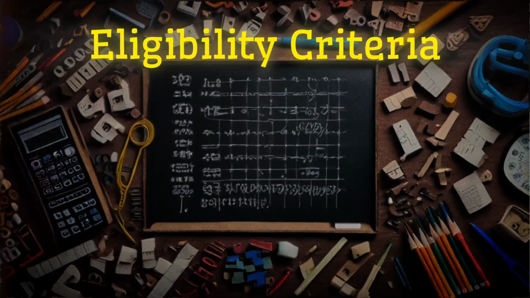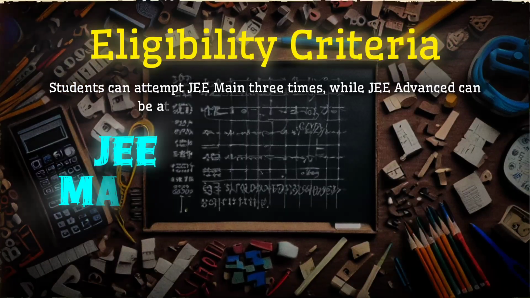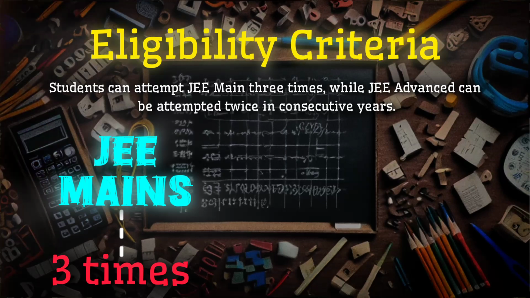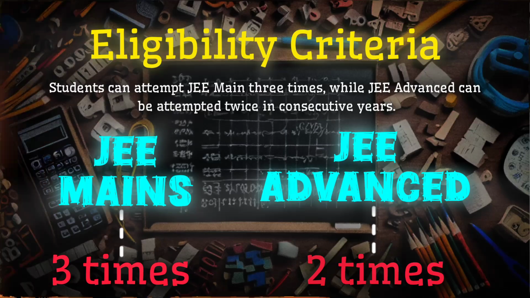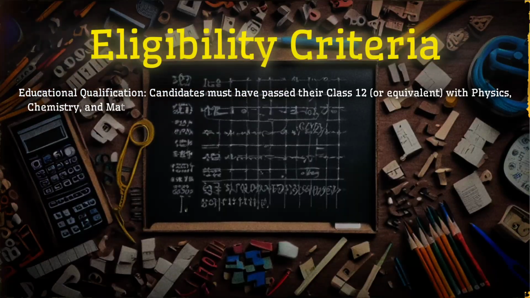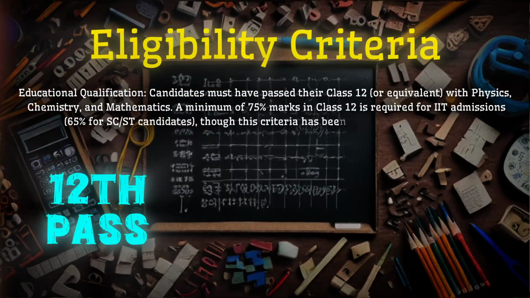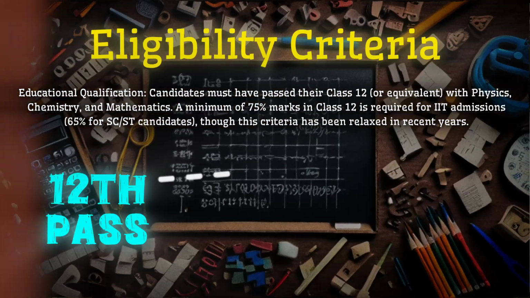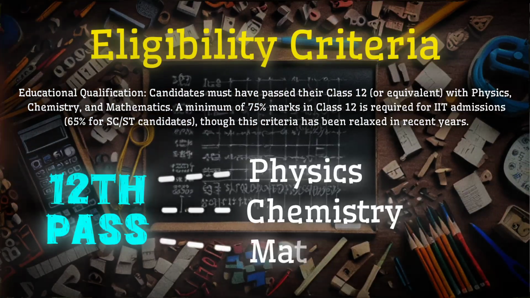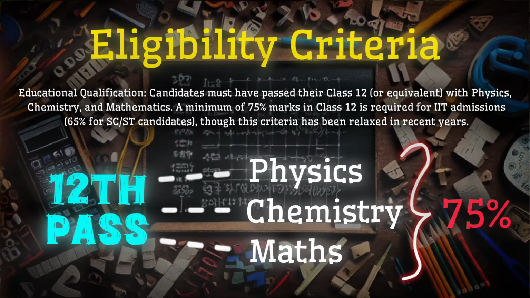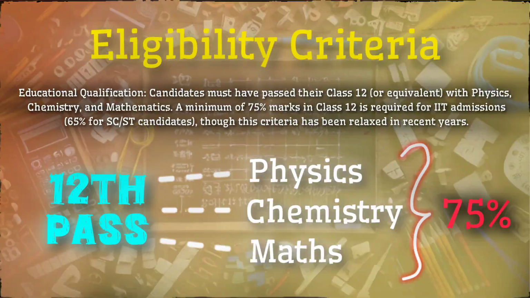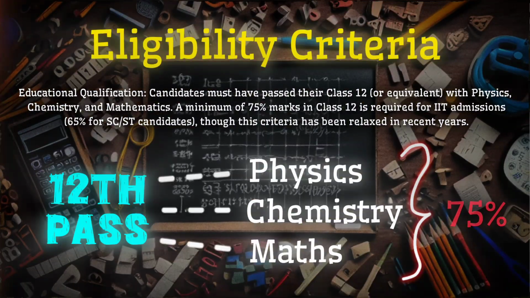Eligibility criteria. Students can attempt JEE Main 3 times, while JEE Advanced can be attempted twice in consecutive years. Educational qualification: candidates must have passed their Class 12 or equivalent with physics, chemistry, and mathematics. A minimum of 75% marks in Class 12 is required for IIT admissions, 65% for SC/ST candidates, though this criterion has been relaxed in recent years.